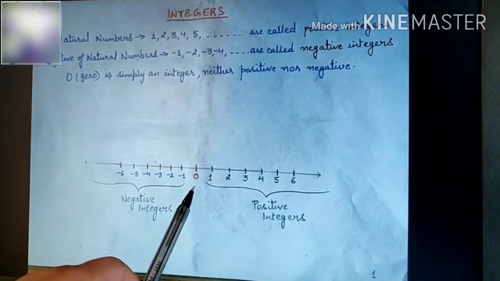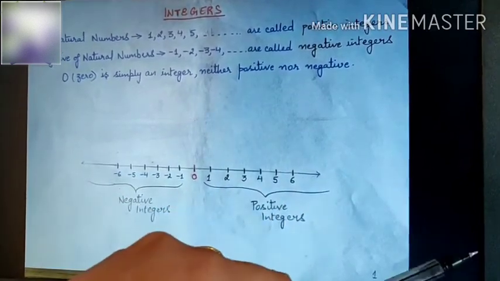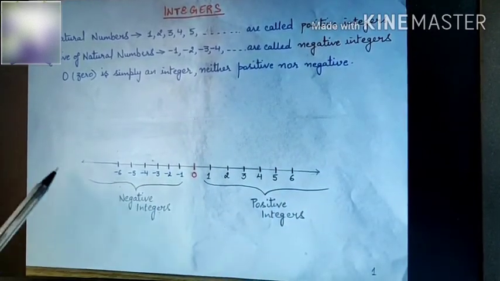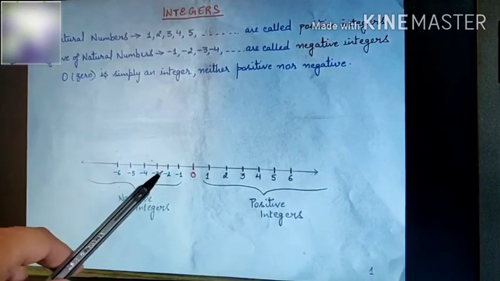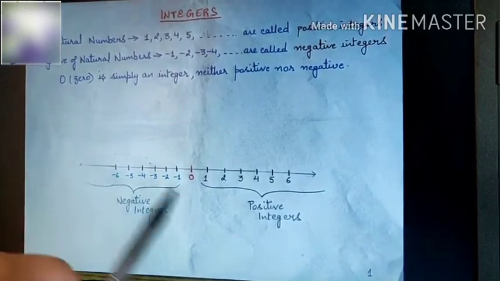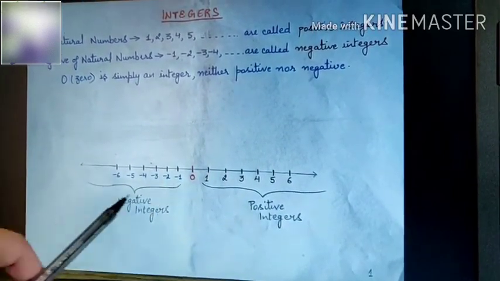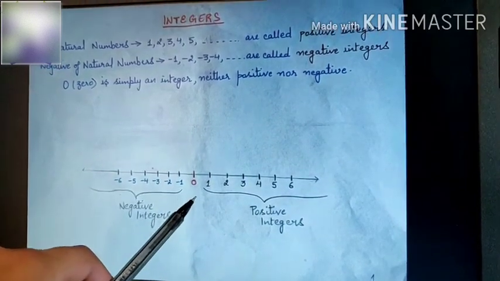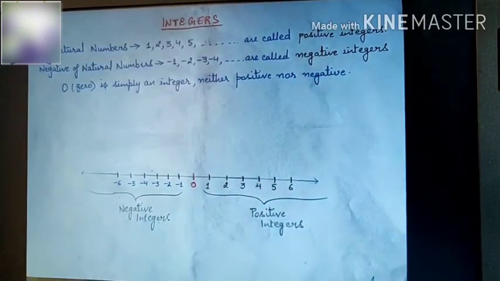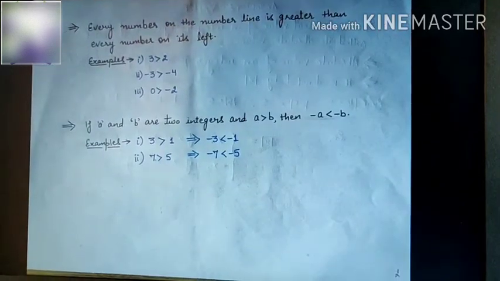Here it is, 0 in the middle. On the right side we have natural numbers 1, 2, 3 and so on. On the left side of 0 there are negatives of natural numbers, that is -1, -2 and so on. These natural numbers are called positive integers and the negatives of natural numbers are called negative integers. And 0 is neither positive nor negative, as you can see. So this is about integers.